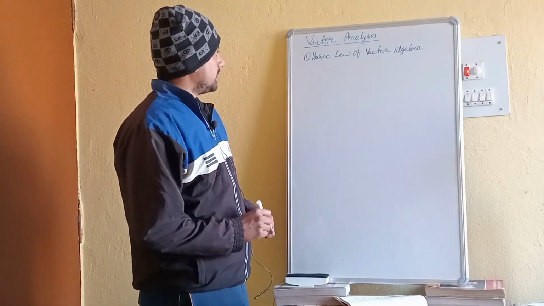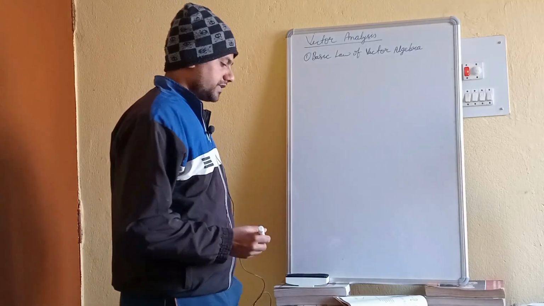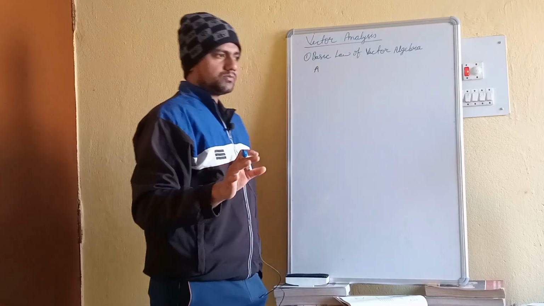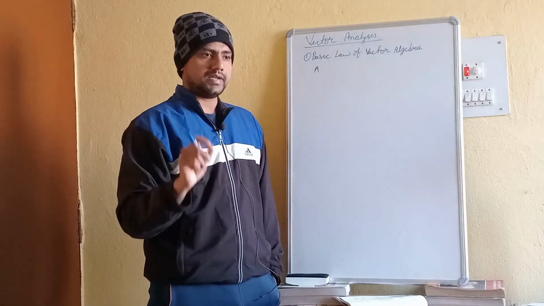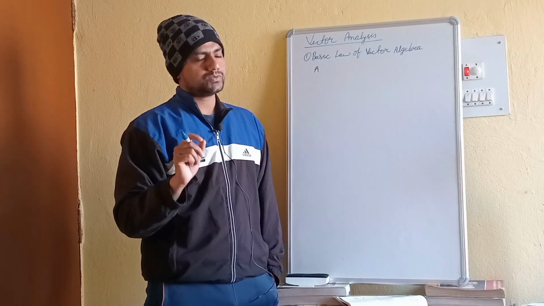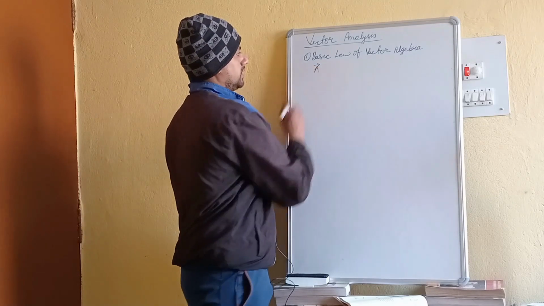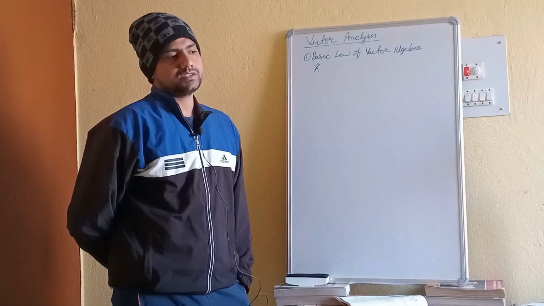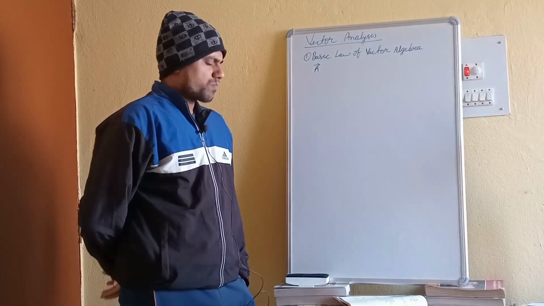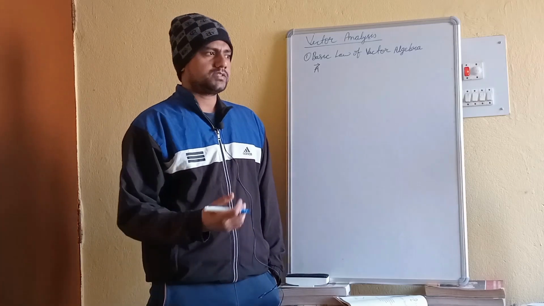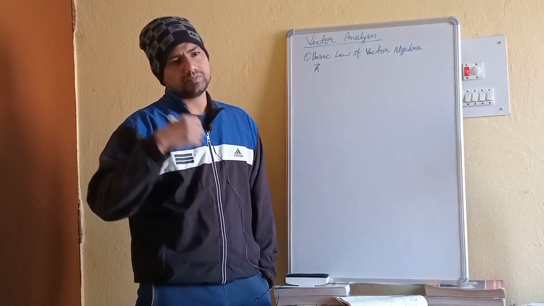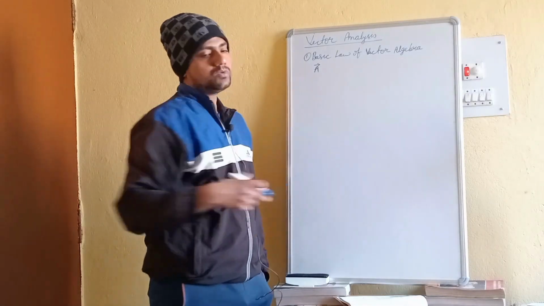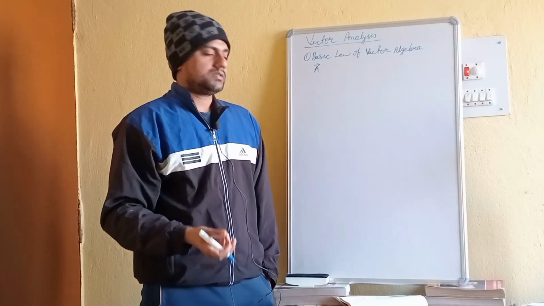So, the basic law of vector algebra. First, how do we represent a vector? Whatever vector there is, I will use a letter and put an arrow at the top of that letter, just like A. Now this is a vector. This is the way I will represent it. In different books you will see different ways to represent vectors, but that is not much of a concern, so I will use this method to represent a vector.